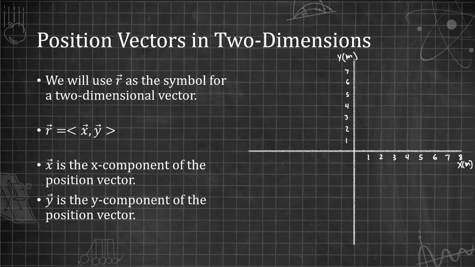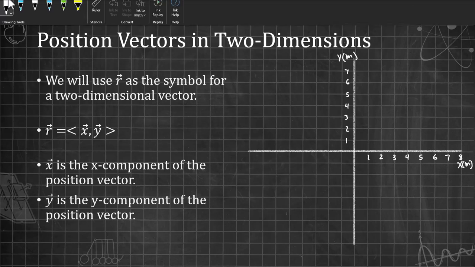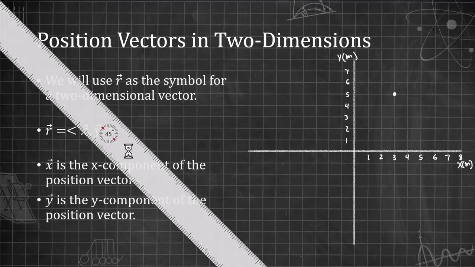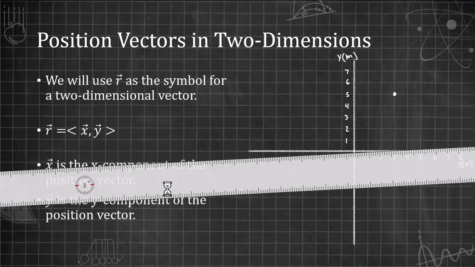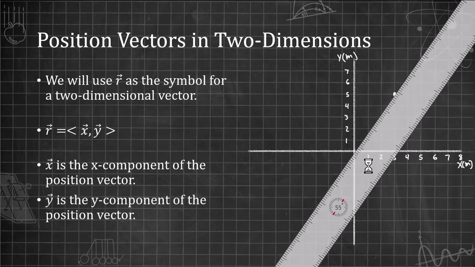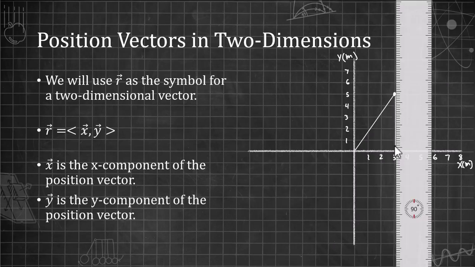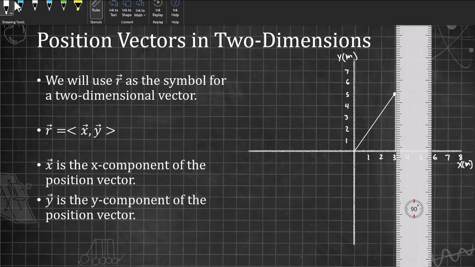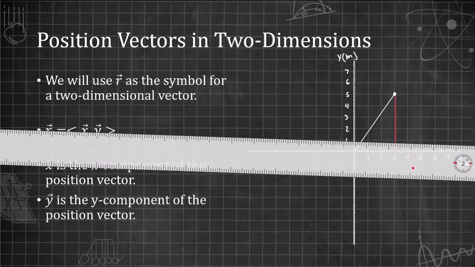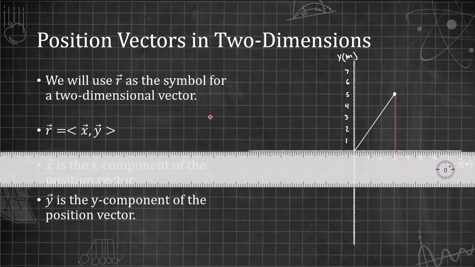So we'll start by looking at a position vector in two dimensions. We're going to use r with an arrow above it as a symbol for a two-dimensional vector, and r is composed of an x vector and a y vector. Similar to how you would plot a point if it had an x coordinate and a y coordinate, you just go over x and up y. You do the same thing with vectors, except once you have where that vector ends, you use a straight edge and draw an arrow pointing from the origin to that point.